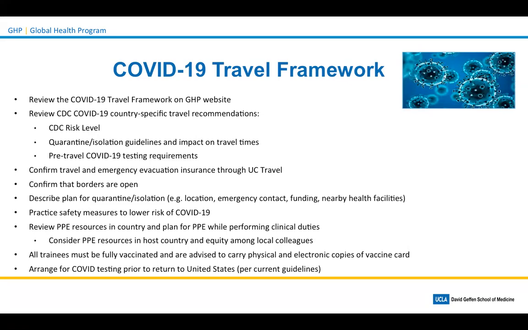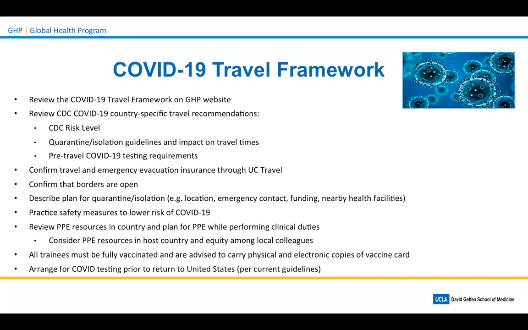Pre-travel COVID-19 testing requirements: most of these places do require a COVID-19 PCR test before travel. Confirm travel and emergency evacuation insurance through UC Travel. Confirm that borders are open. Describe any plan for quarantine or isolation. For example, where you might do so, who your emergency contacts are, funding to stay longer or to switch your airfare or flight, and nearby health facilities if you should need one.